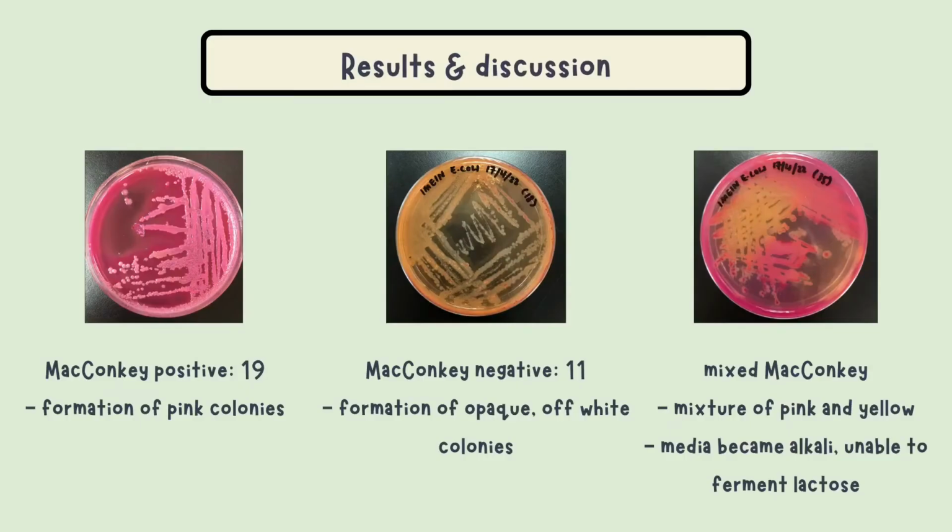Out of 30 samples, 19 samples were MacConkey positive, where pink colonies were formed. The remaining 11 samples were negative and formed opaque off-white colonies. Some plates exhibit a mixture of pink and white colonies. This happens when the media becomes alkaline and is unable to ferment lactose.